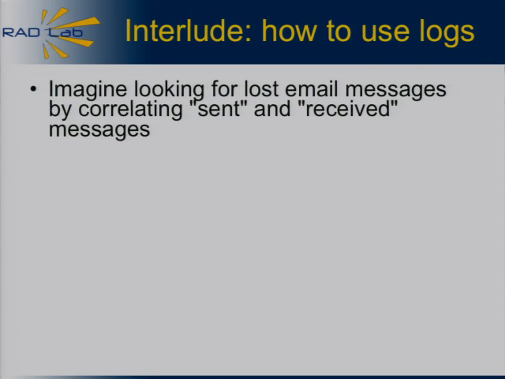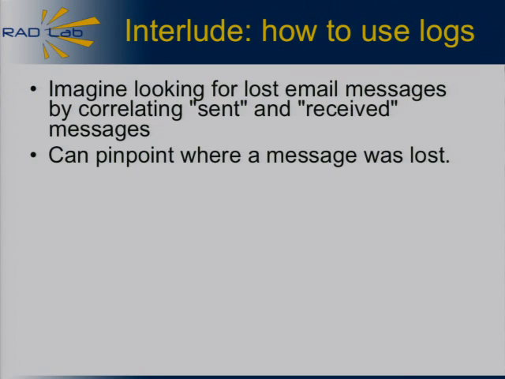Suppose you have a whole bunch of email servers, and you want to know where messages are disappearing in your system. Rackspace, I believe, has a system very like this for their managed email product. The idea is that you collect logs from everywhere. You look for the sends. You look for the receives. If you find a send with no corresponding receive, that's where the message got dropped. And so you can pinpoint where the message was lost.